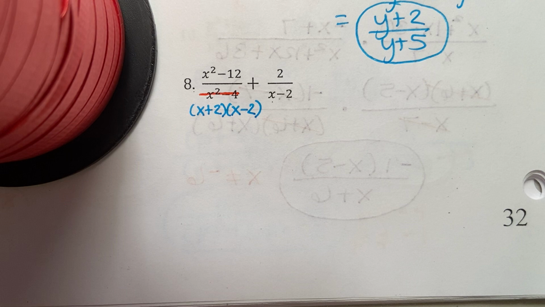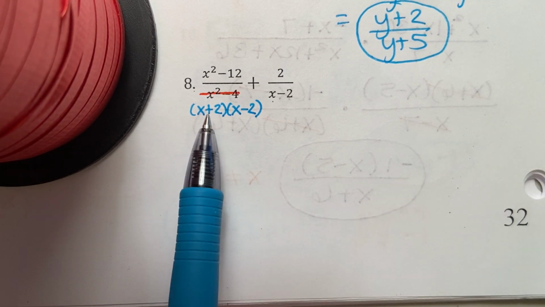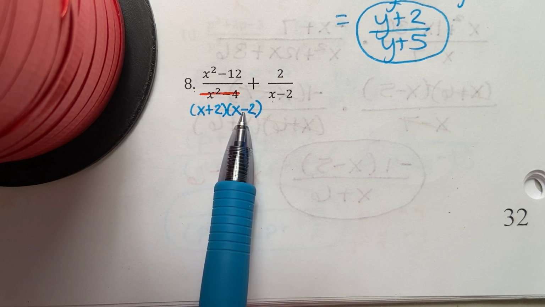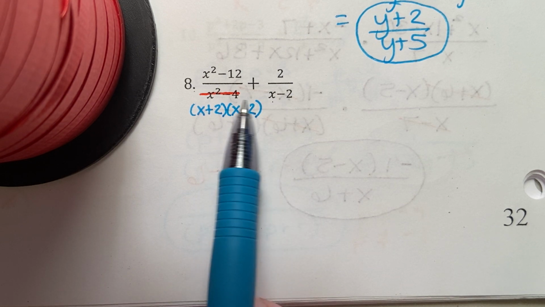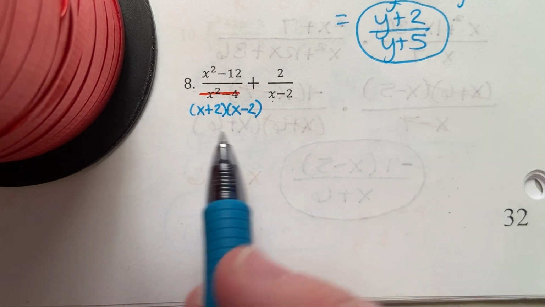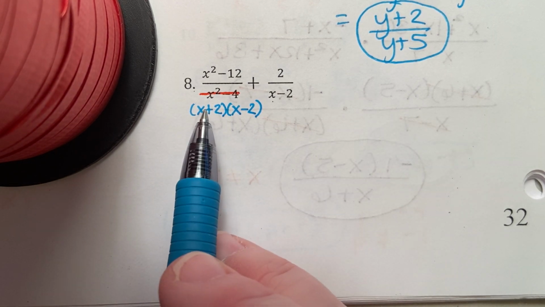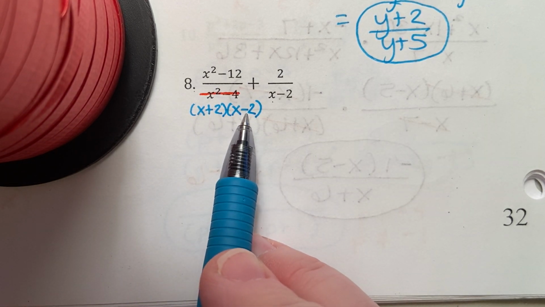All right, now it says determine a common denominator and use each factor. So I have x plus 2 and x minus 2 and another x minus 2. Well, this x minus 2 is already accounted for right here, so I don't need to write it down again. I'm going to let my common denominator be x plus 2, x minus 2.